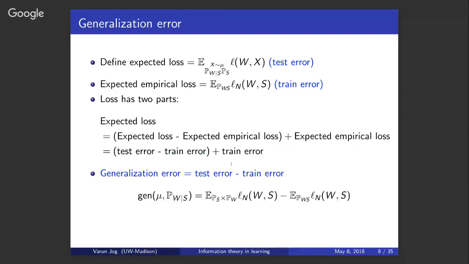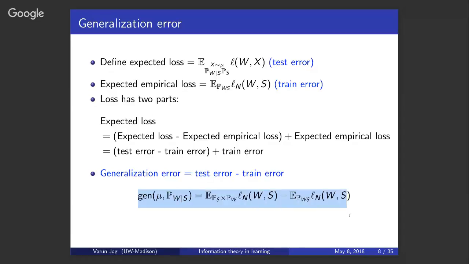Just because the generalization error is zero does not mean your algorithm is good. It just means that the algorithm is performing just as well on test as it did on train, which means it could be performing really well on both, or it could be performing terribly on both. It just means it performs the same. Okay.